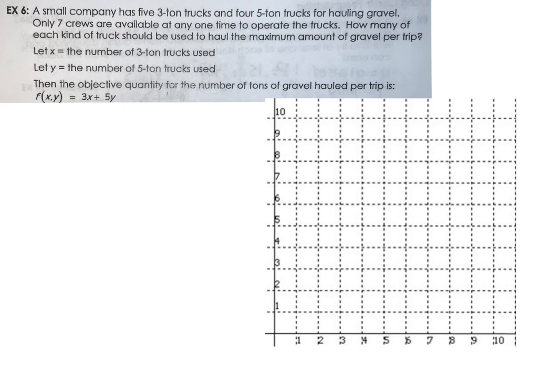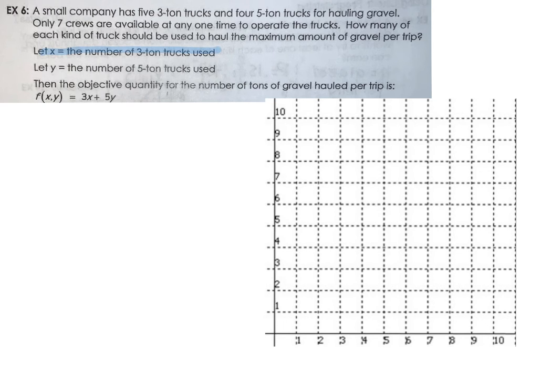First, it says a small company has 5 3-ton trucks and 4 5-ton trucks for hauling gravel. Only 7 crews are available at any one time to operate the trucks. How many of each kind of truck should be used to haul the maximum amount of gravel per trip? They gave you the objective function, but had they not, they just said they want to maximize gravel, all right? The 3 tons is how much gravel that one can do, and the 5 tons is how much the other one can do. So they actually set it up for you a little bit.